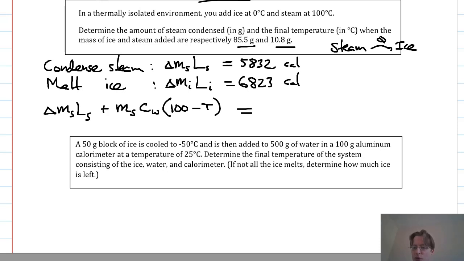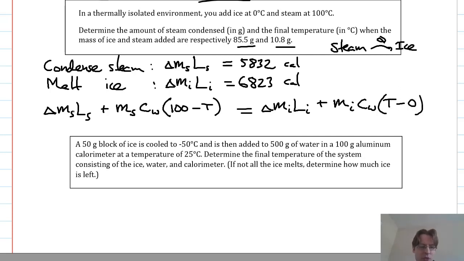I set that equal to the heat that goes into melting the ice and then warming up the ice, the cold water. So that's the delta M ice, L ice, heat of fusion, plus the MC delta T. It's now melted ice, which is water. So it's mass of the ice times C for water times the delta T for the cold water. It started at 0 and ends at some unknown final temperature T.